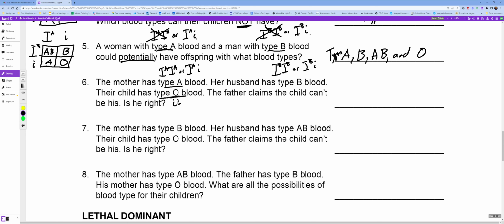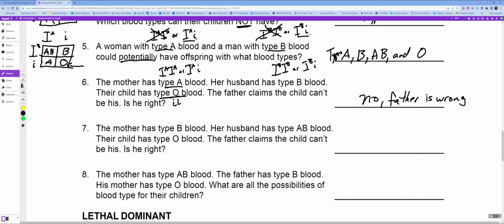Is he right? Well, we just happened to cross a woman with type A blood and a man with type B blood in question number 5, and we used the heterozygous version of those genes. Did you notice, were we able to get type O blood out of that? Yes, we were. So, father claims the child can't be his. Is he right? Technically, no, he's not right. The child could be theirs, right? We can get a type O blood out of a type A person and a type B person. So no, father is wrong.